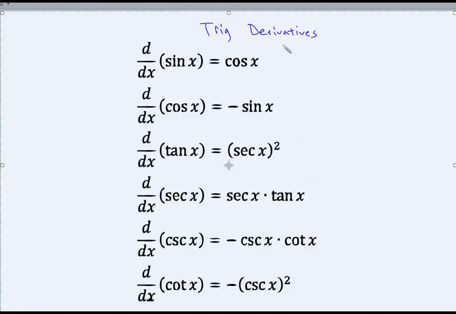Okay, here are the trig derivatives that you guys need to memorize. The derivative of sine of x is equal to cosine of x. The derivative of cosine of x is equal to negative sine of x, and so on. So you guys just need to memorize this trig derivative table. So let's take a look at our first example.